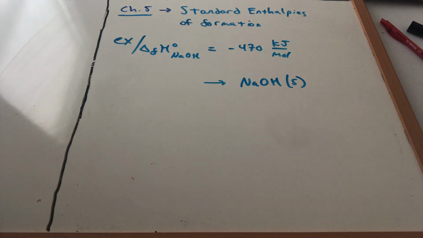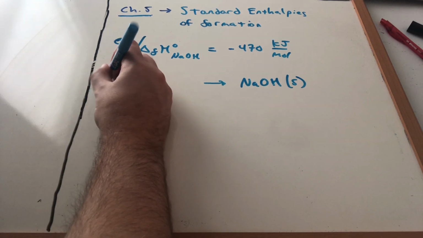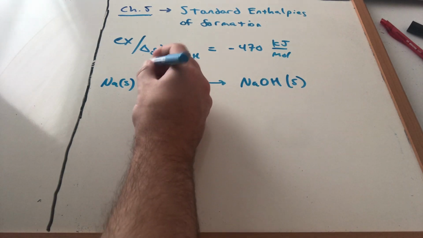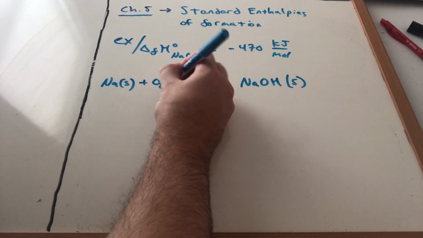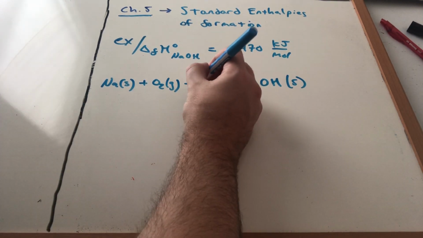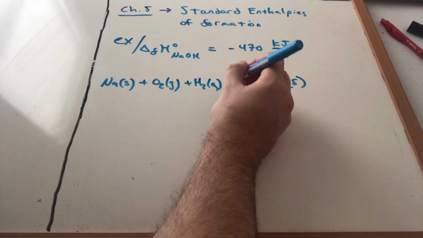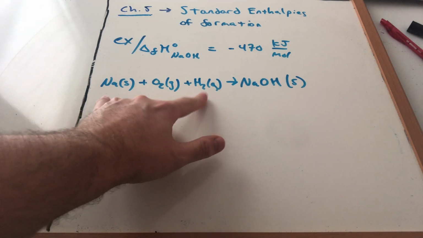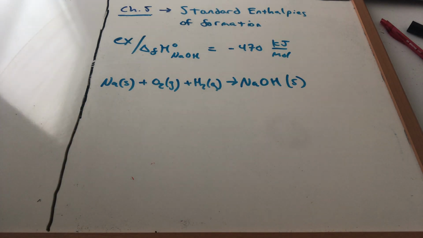So what's the elemental form of sodium? Well, sodium ends in -ium. It doesn't end in GEN or INE. The elemental form of sodium is just a solid chunk of sodium. Now, the elemental form of oxygen is O2 gas, and the elemental form of hydrogen is H2 gas. So it looks like we have a situation where we've built elements coming together to make a product. That's step number one in a formation reaction.